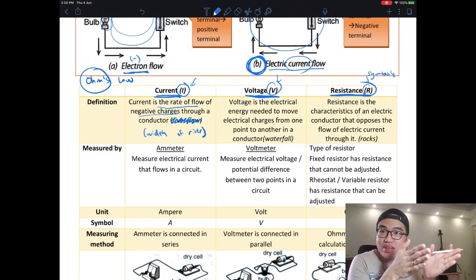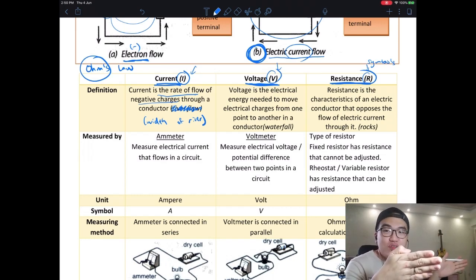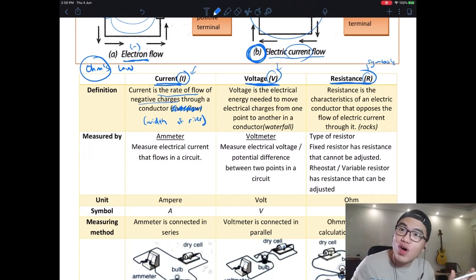Okay, the width of the river. Large current means the river is very wide. Small current means the river is very narrow. That's all. Okay, all you need to know.